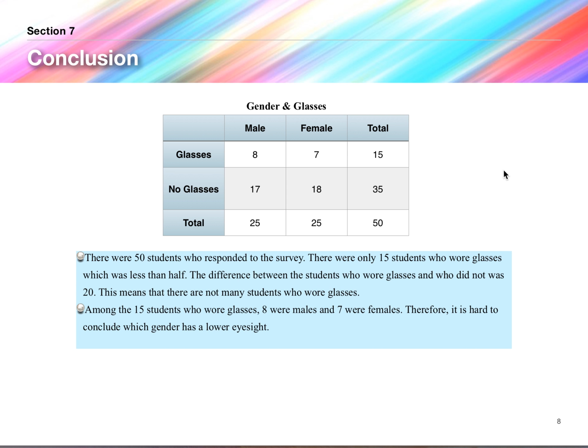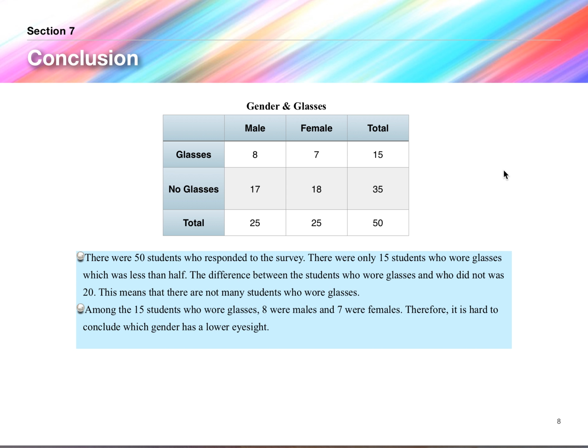Conclusion. After the survey, we know that 50 students responded to the survey, and I conclude that there were only 15 students who wore glasses, which was less than half. The difference between the students who wore glasses and who did not was 20. This means that there are not many students who wear glasses.